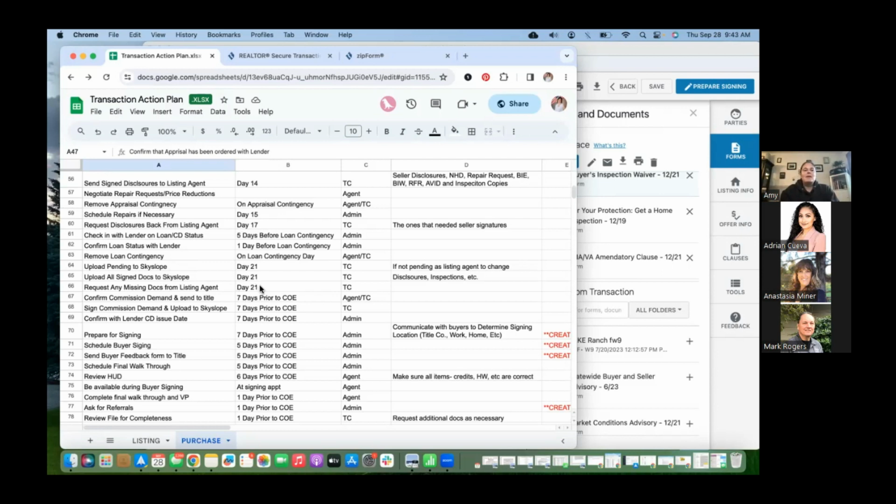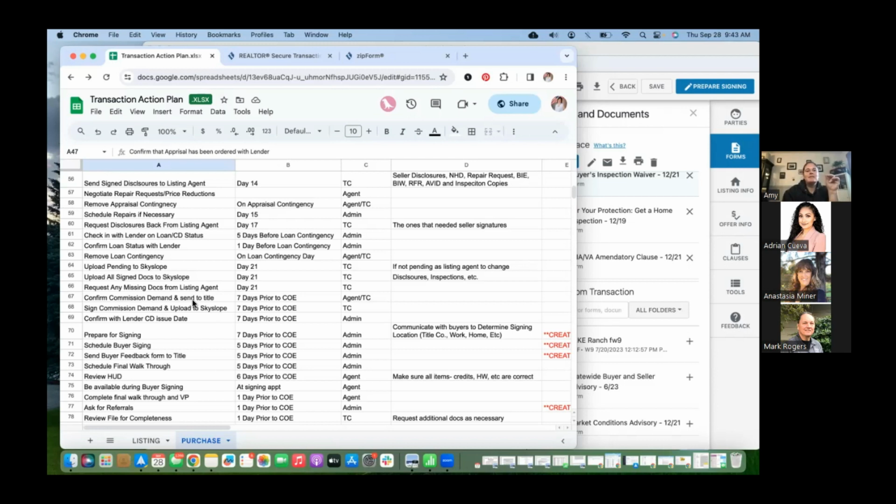So here we are about 21 days into the contract. We should be able to upload kind of the remaining missing items in our SkySlope file. Anything else missing, we're going to request those documents from the listing agent. If there's anything we need from them, we're trying to clean it up so that we're ready to close. 7 days prior to close of escrow, we're going to confirm that commission demand, and we're going to send a copy of it to title.